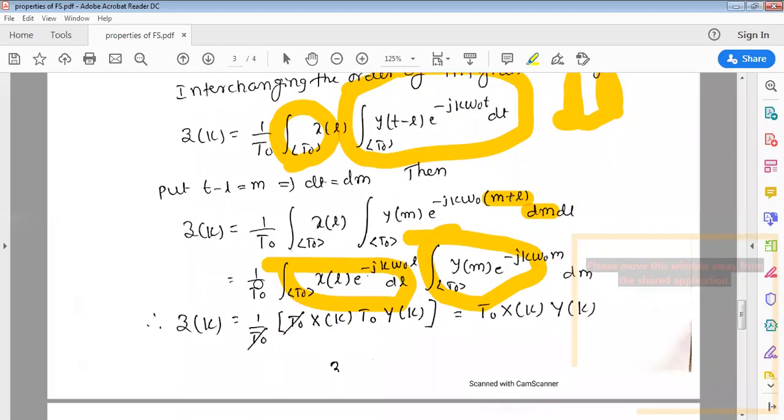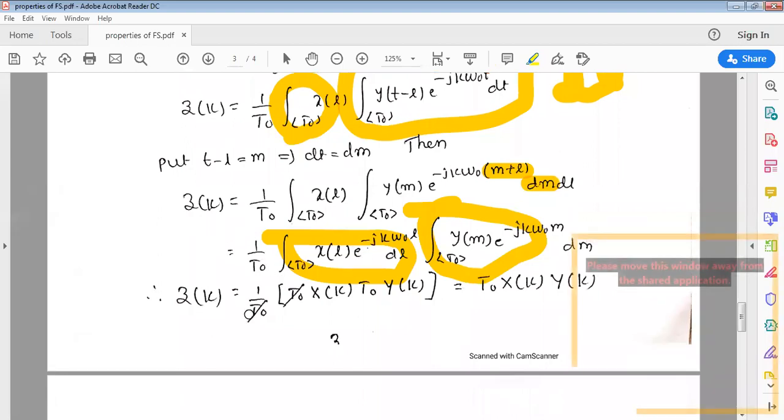Similarly here, x of L into e power minus jk omega naught L is nothing but T naught into X of k. Similarly this term is nothing but T naught into Y of k. Don't get confused, 1 by T naught will remain unchanged. This one term gives you T naught into X of k and this term gives you T naught into Y of k, out of which one T naught gets cancelled. Whatever I have is T naught into X of k into Y of k.